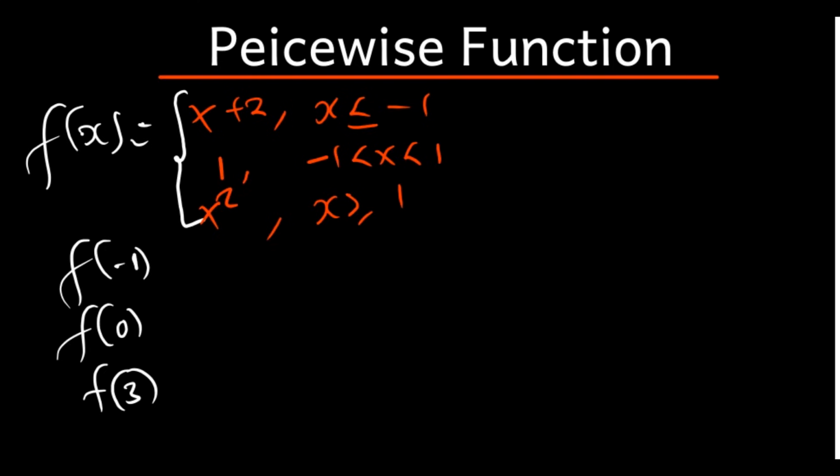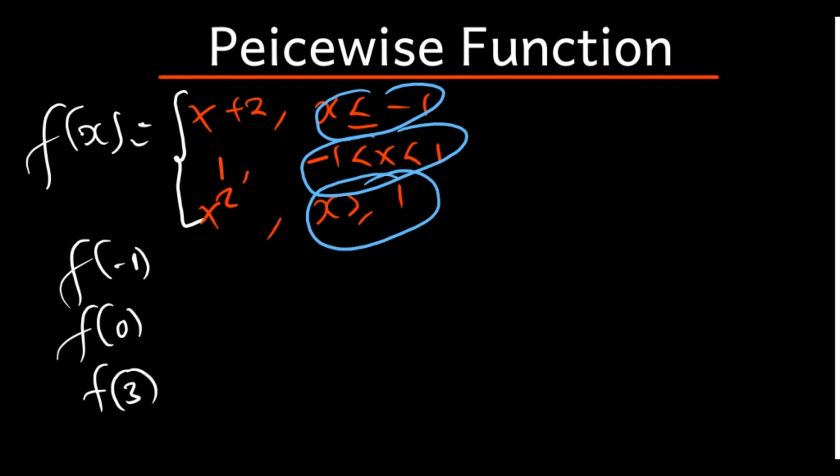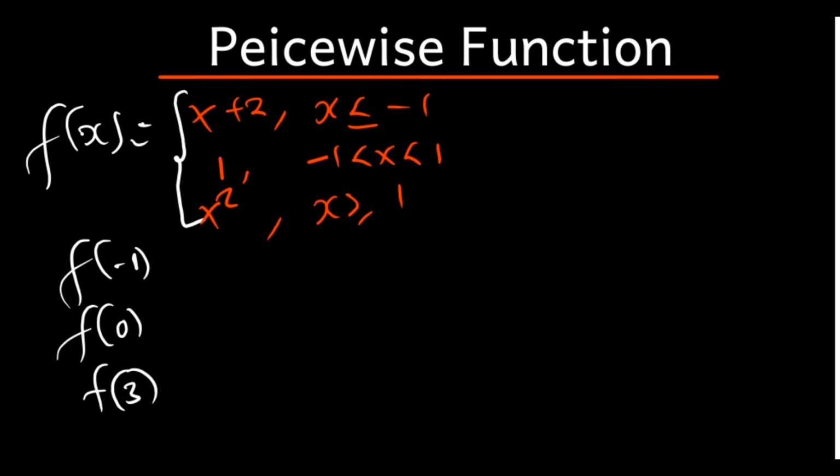Sketching a piecewise function is very simple. What you have to understand is that you only follow the domain which has been given. So the first part here is the domain for the first function, this is the domain for the second function, and this is the domain for the third function. So now, this is going to be my graph. Here's my graph.